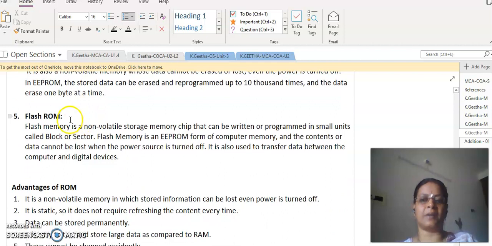Then comes flash ROM. People will be used to this. Flash memory is otherwise called pen drive memory or USB.